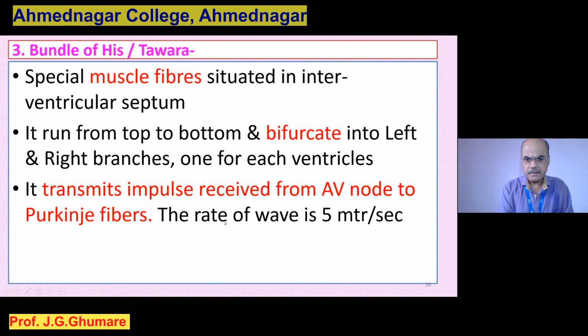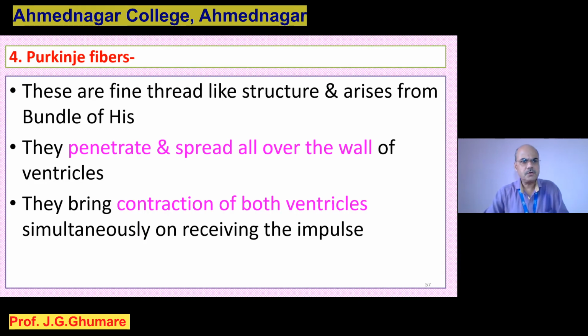Remember, the rate will be increased many more fold here, and the rate of wave transport will be 5 meters per second. This is something about the bundle of His. In the earlier diagram I have already shown you, it starts as a single one and divides into the two branches. The last component is called the Purkinje fiber.